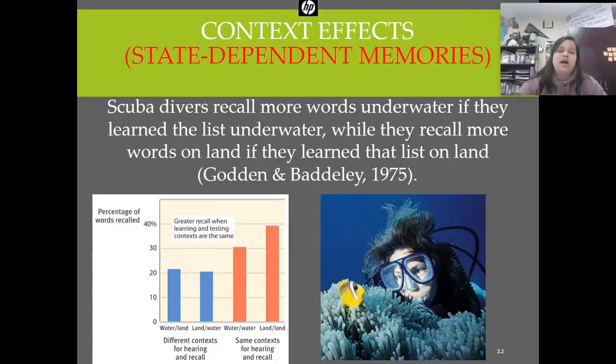Context effects can serve as retrieval cues. And one of these are state-dependent memories. So the idea here is that we recall memories better when we're in the same place where we formed the memory. So it depends on the state we were in, and you can think of state as like a place. In this study, the scuba divers learned the words either under the water or above the water. It was a list of vocabulary words. And the ones who learned the words underwater and then were also quizzed underwater did better than if they learned the words underwater and then were quizzed up on land. So they did better remembering the information where the memory was formed.